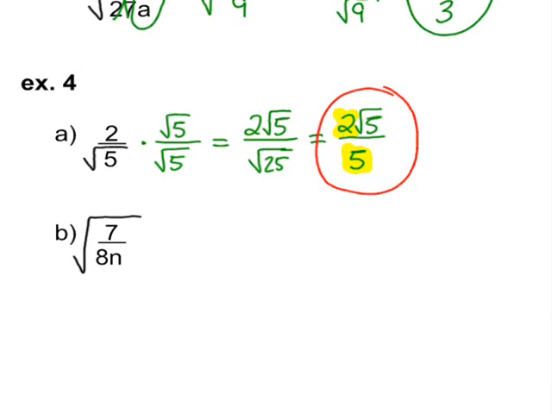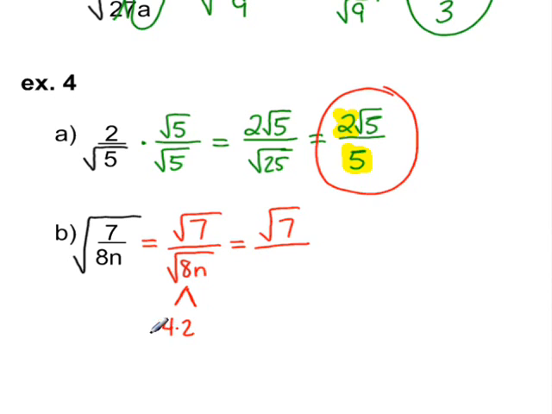Same thing with B. I cannot reduce 7 over 8n. So I'm going to give them each their own. 7 gets its own radical, and 8n gets its own radical. Now what I'm going to do is look inside each and see if I can simplify these. 7 doesn't simplify. I'm going to drag it over. But if you look at 8n, 8n can simplify because 8 has perfect square factors. 8 factors into 4 times 2. And we all know that 4 is a perfect square. So let's go ahead and do that.